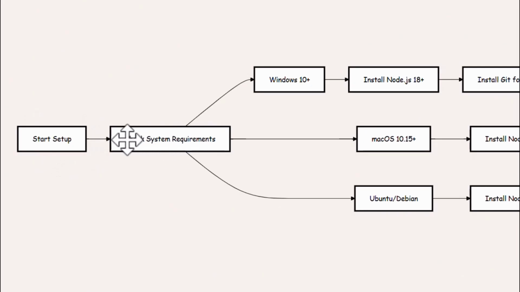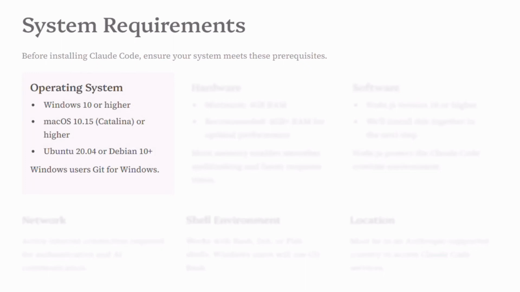First, there are system requirements that are needed for you to run Claude Code. For operating system, it supports Windows 10 or higher, which is what we're going to use in this video. It supports macOS 10.15 or higher, and Ubuntu 20.04 and Debian 10 or higher. If you're on Windows like me, you'll need either WSL1 or WSL2 or Git Bash for Windows. In this video, we'll be using Git for Windows to install Claude Code.